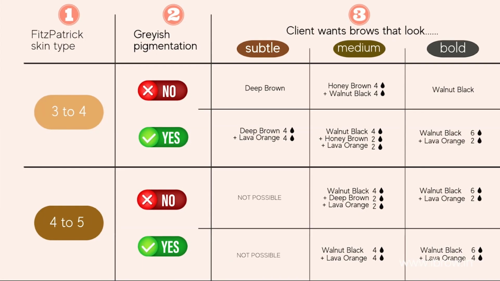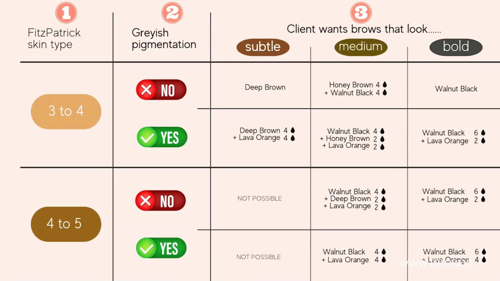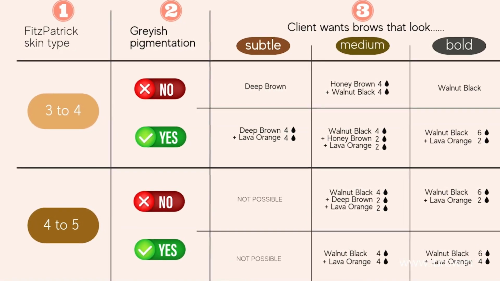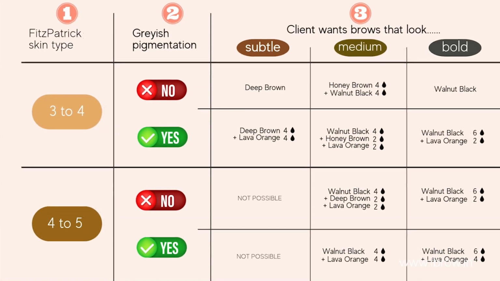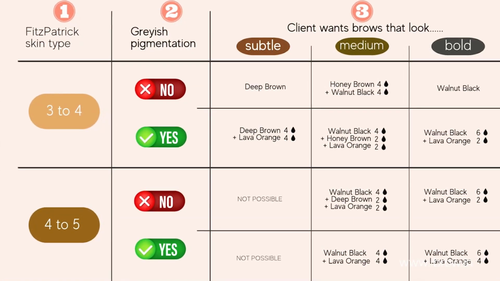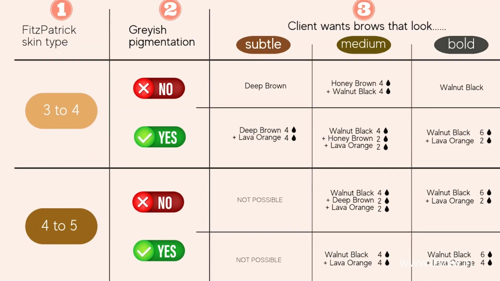So this screen that you see, this table that I have created, is based on our pigment kits, the Eyebrows pigment kit. However, if you are purchasing our individual pigments, instead of walnut black, you can use the liquid dark brown pigment. Instead of the honey brown pigment, you can use a color called pecan. And instead of the lava orange, you can use just plain orange. We don't have a substitute for deep brown in the individual packs as of now. So it's best if you purchase a kit, but if you have the individual pigments with you already, then you can choose these colors.